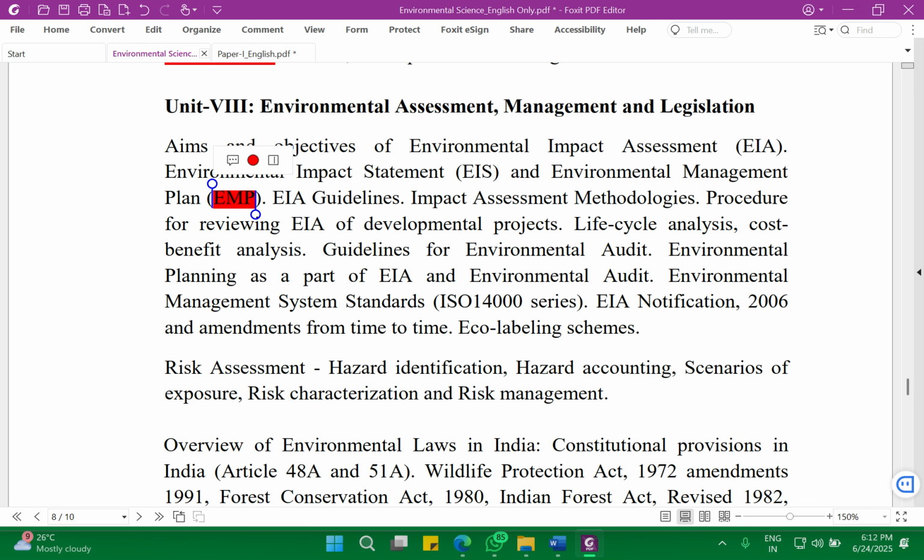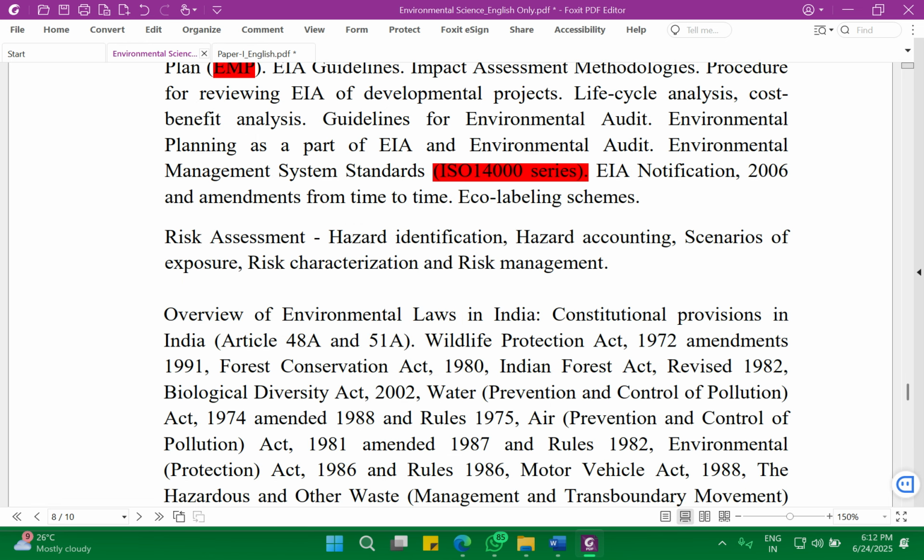They may ask the ISO series numbers. ISO 14000 is what? It is related to the environmental management system. ISO 14001 is related to what? ISO 14040 is related to what? It is related to LCA. Those things you need to know. Definitely one question may come from the ISO series, and especially it may come as match the following. So don't lose marks on that.